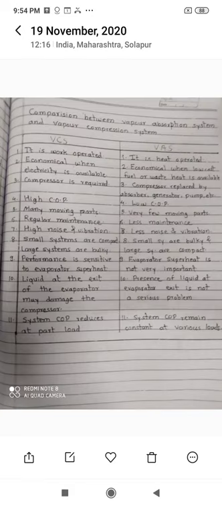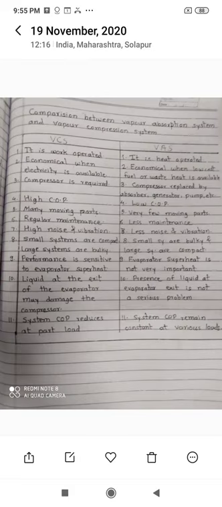Next is, in the vapor compression system, a compressor is required, and in the vapor absorption system, the compressor is replaced by four components, that is, absorber, generator, pump and pressure reducing valve.